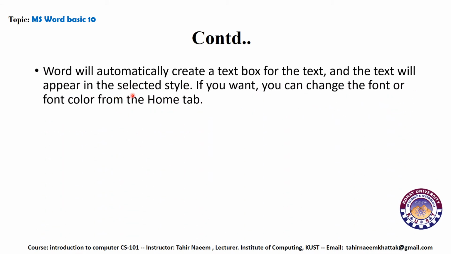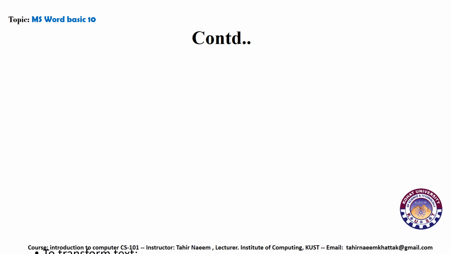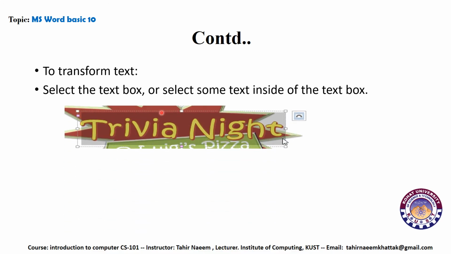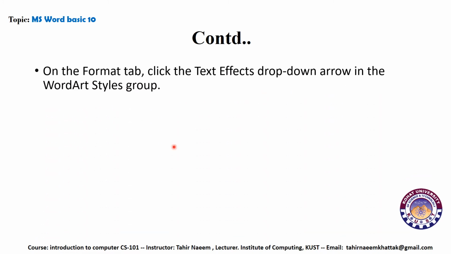Word will automatically create a text box for the text, and the text appears in the selected style. If you want, we can change the font color from the Home tab. To transform text, select the text box or select some text inside of the text box. As you can see here, we selected trivia night. On the Format tab, click the Text Effects drop-down arrow in the WordArt Styles group.